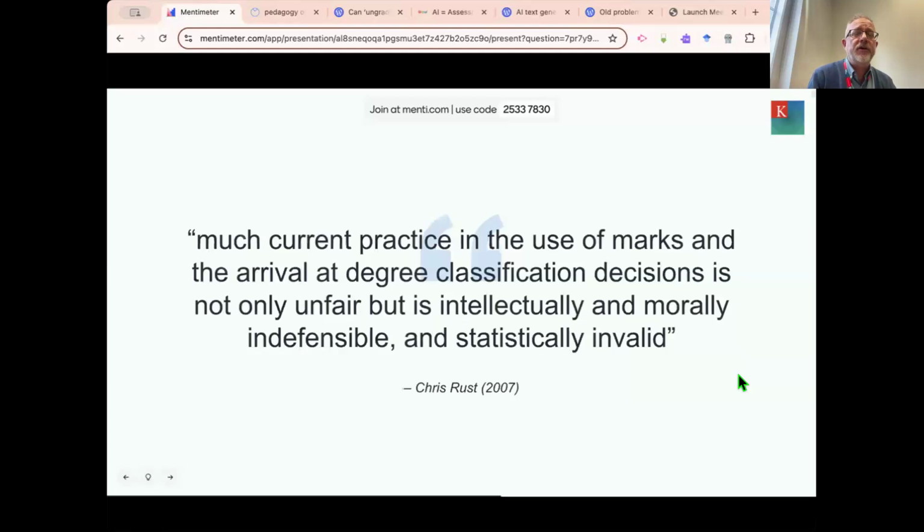If you want something a bit more recent, Chris Rust, researcher, emeritus now from Oxford Brookes, I believe: "Much current practice in the use of marks and the arrival at degree classification decisions is not only unfair, but is intellectually and morally indefensible and statistically invalid." That should make any mathematician quake in their boots. And what do we do? We condone it by buying into it year on year on year on year. So we've got a problem. If you agree with my assessment here, you don't have to, and you can argue.